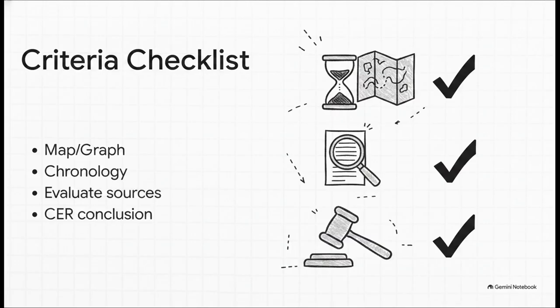Did I organize my events chronologically so the timeline makes sense to the reader? Did I carefully evaluate my sources for bias and credibility before using them to understand Egyptian life? And lastly, did I formulate a clear evidence-based conclusion using claim, evidence, and reasoning? If you can check all 4 of these boxes, you have officially proven that you've mastered these foundational skills.